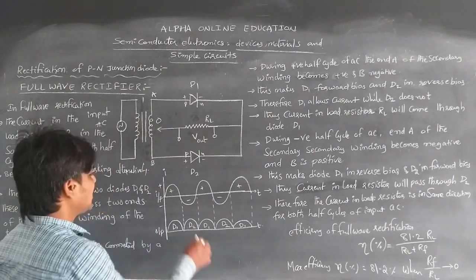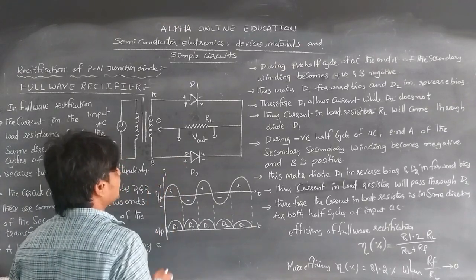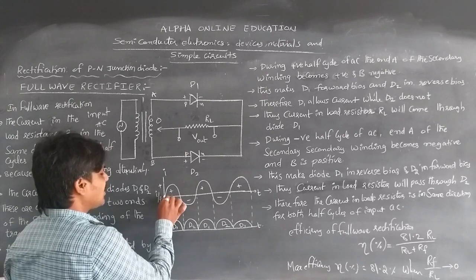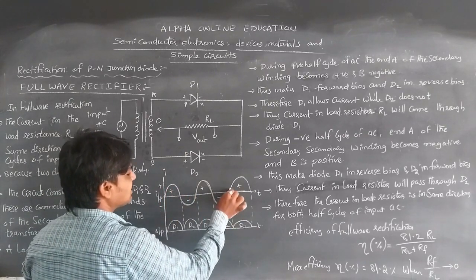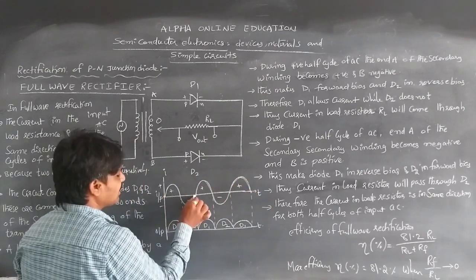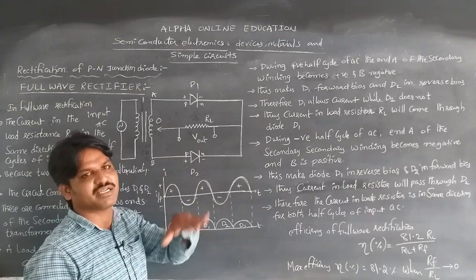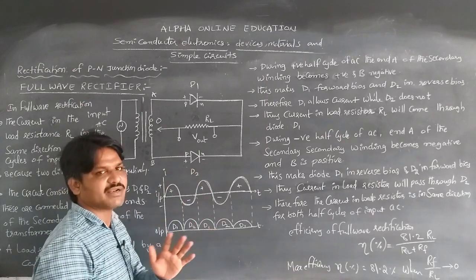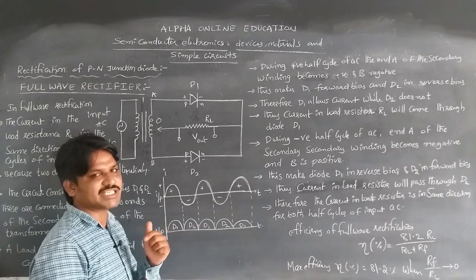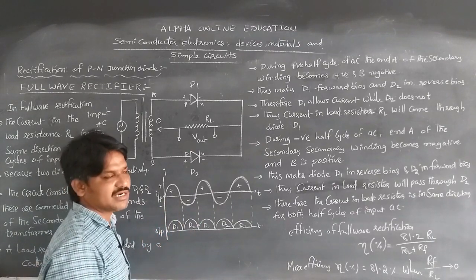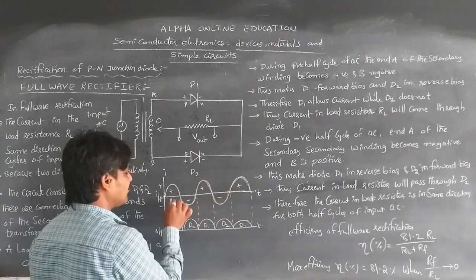Let's come to the operation, meaning how the output is obtained. Whenever the signal is given, it will be a sine wave, positive, negative, positive, negative, meaning alternating current. Alternating current means the current oscillates from maximum to minimum. That's why we get a positive half cycle and a negative half cycle from the input.